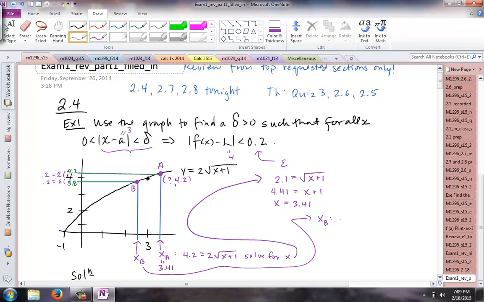So what is the y-coordinate that corresponds with this point B? 3.8. And so instead of our 4.2, we have 3.8. And then we do the same algebra steps. So we'll divide by 2 and get 1.9. Then we'll square both sides and we get 3.61. Subtract 1 and we get 2.61.